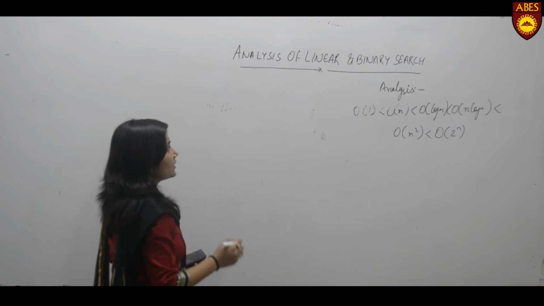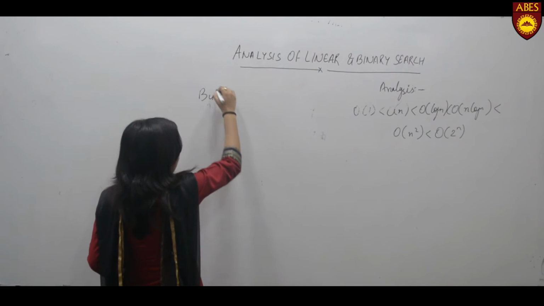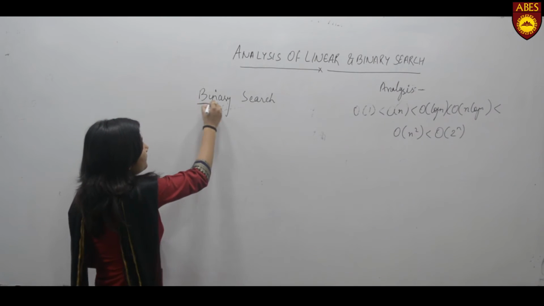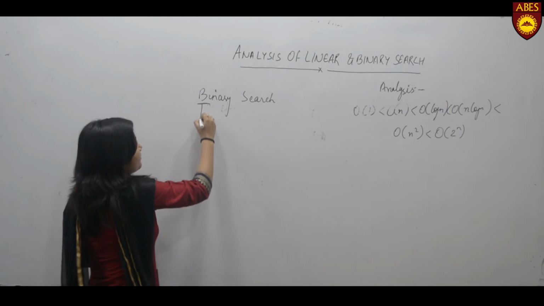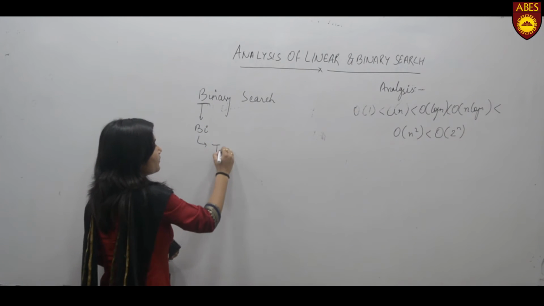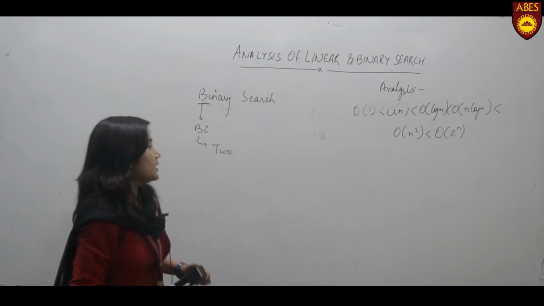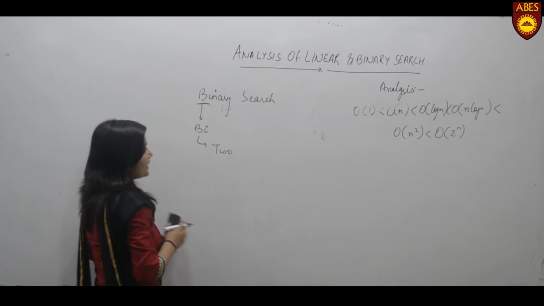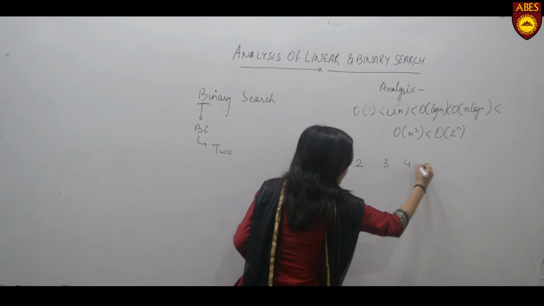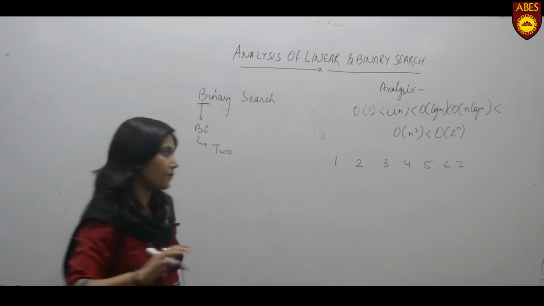Now in case of binary search, as its name suggests, the first two letters make the term bi. So bi means 2. It means we are dividing our array into two parts or in powers of 2. Now let me take an example of an array. Let's say this is an array of 7 elements. An odd number of elements are here.